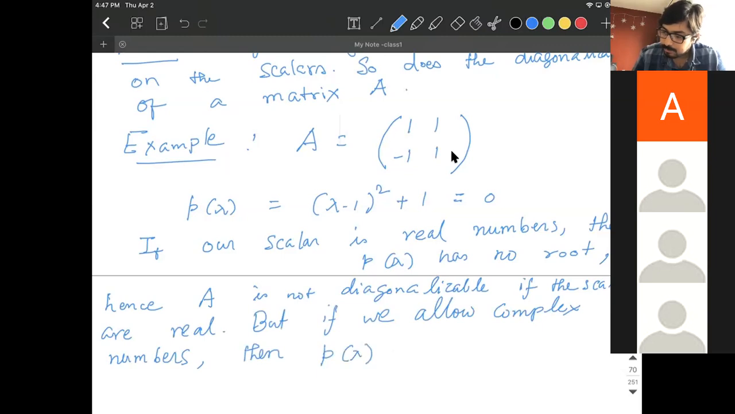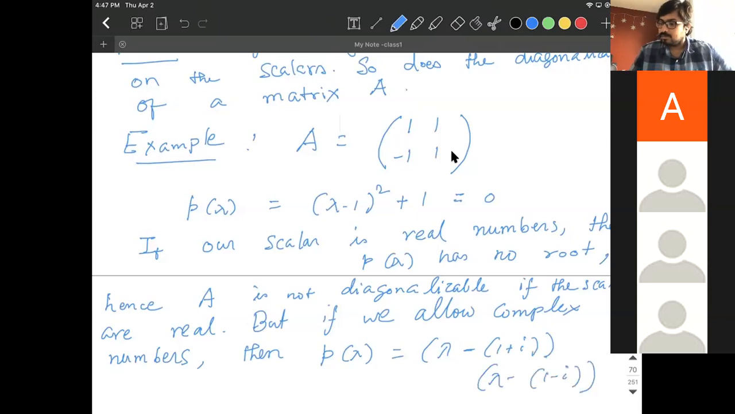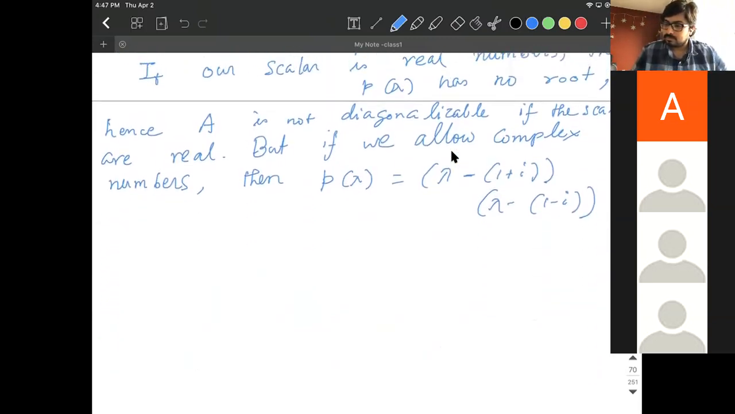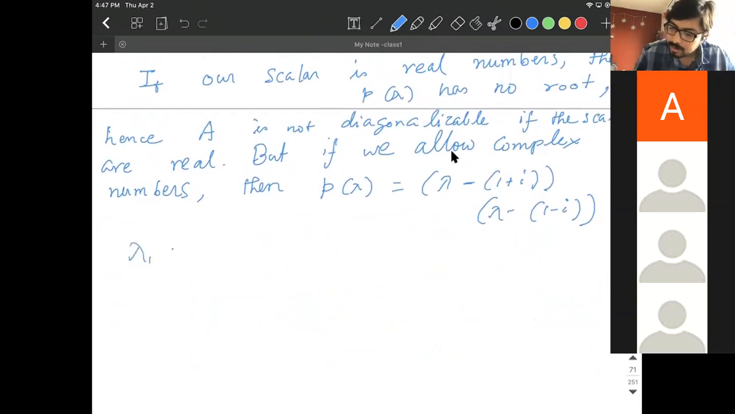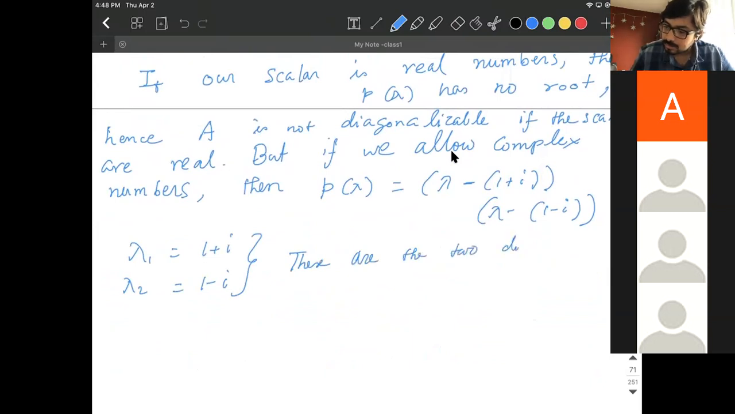then check this: P of lambda is lambda minus 1 plus i times lambda minus 1 minus i. So lambda 1 equals 1 plus i and lambda 2 equals 1 minus i. So these are two distinct eigenvalues.